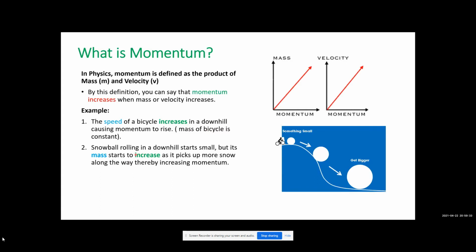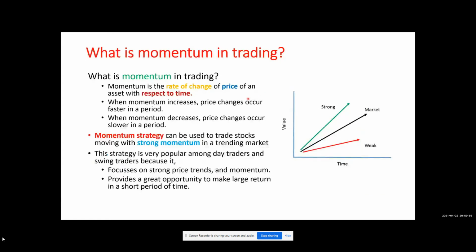The next example of momentum: assume a snowball rolling down a hill. It starts small, its mass is small, and as it goes down, it gathers more mass and its speed increases. In both these cases, you'll notice that when momentum increases, the speed or rate of change increases. You don't have to understand all of this, but I just wanted to provide a brief introduction with some real life examples of momentum.